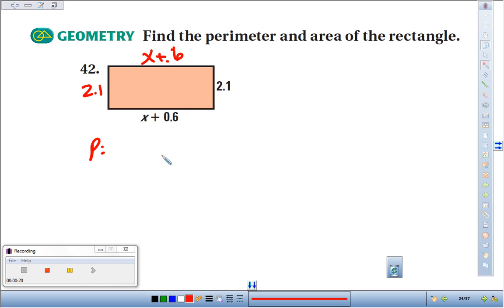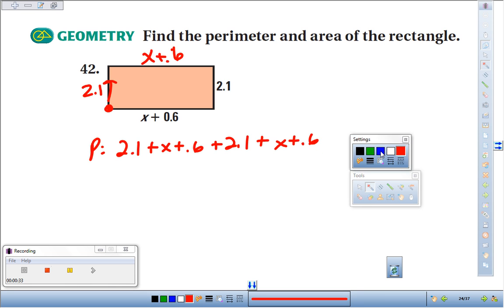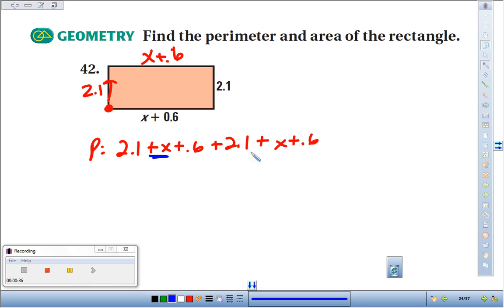A couple ways you can look at it. The long way. Start here, walk around. You get 2.1 plus an x plus a 0.6 plus a 2.1 plus another x plus 0.6. Okay, now if you were to combine like terms, you look and you say, well, I've got a positive x and a positive x, so I've got a positive 2x. And then combining your constant terms, 2.1 plus 0.6 would be 2.7, plus 2.1 would be 4.8, plus 0.6, 4.8 plus 0.6 would be 5.4.